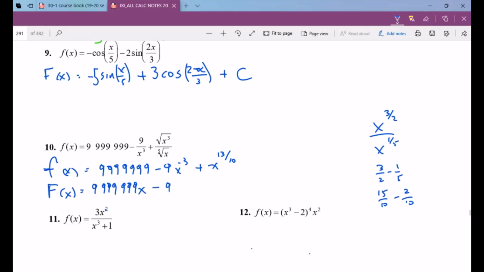Next one, -9. We add 1 to the exponent. Be careful about this. When we have negative exponents, I see this all the time, that when we're adding 1, we end up going the wrong way. But adding 1 to -3 is -2. And let's divide that by -2. We add 1 to 13/10, 23 over 10. Divide by that.